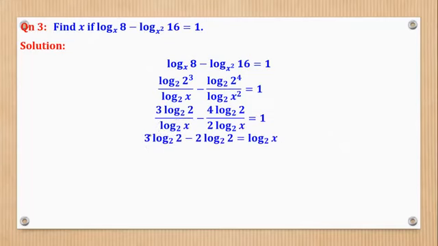Then here, this and this are the same. It is 3 lots of log base 2 of 2 minus 2 lots of log base 2 of 2, which gives me log base 2 of 2, equal to this. Now here, there are two ways of going about this question. One is to cancel this log base 2 to remain with 2 equal to x. It is okay. Another one can say that the whole of this becomes 1.